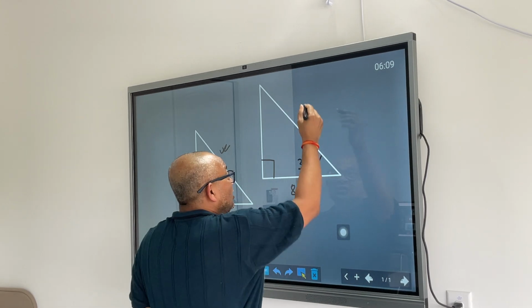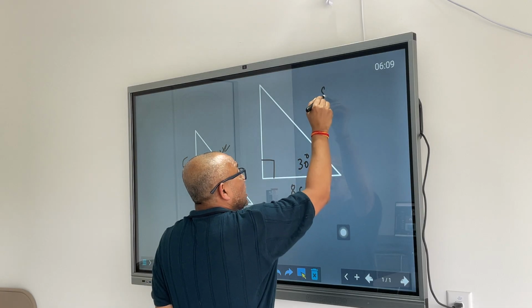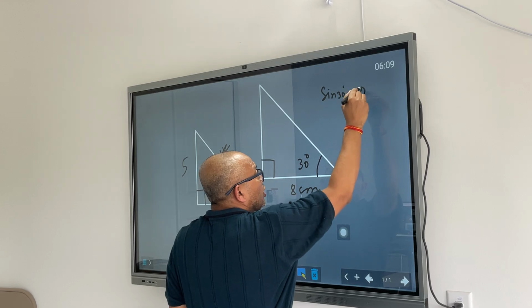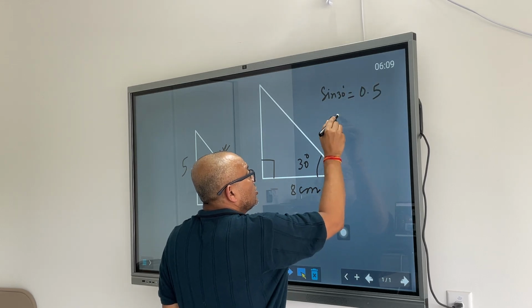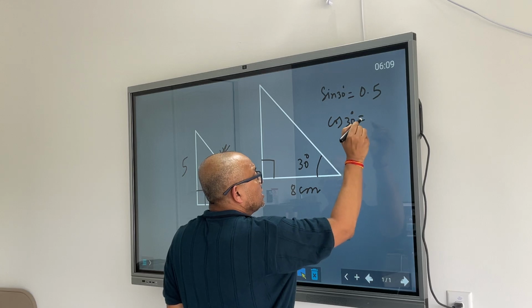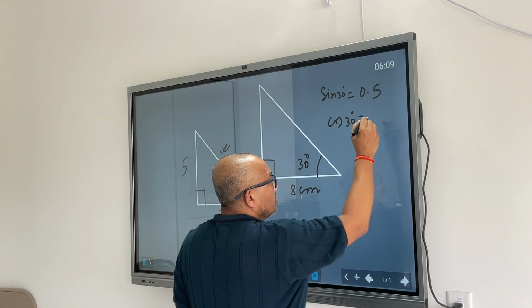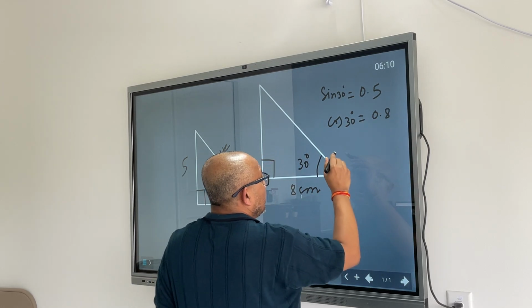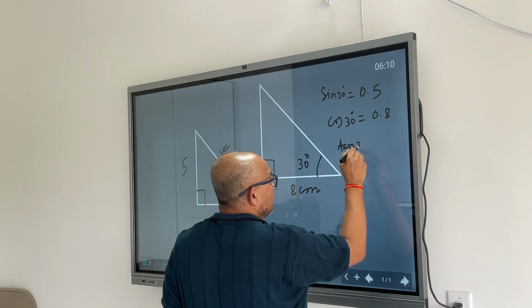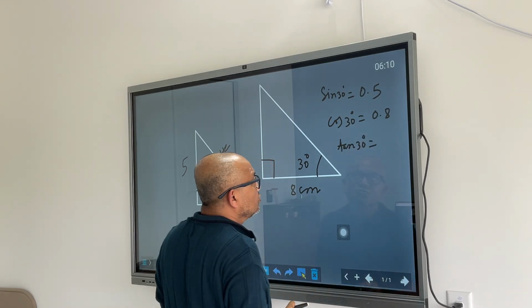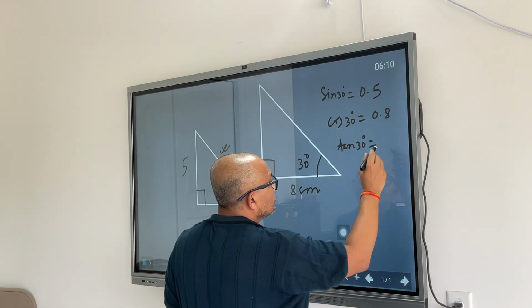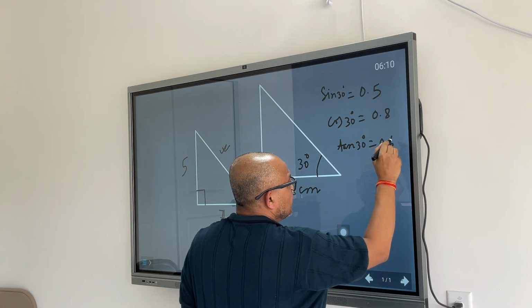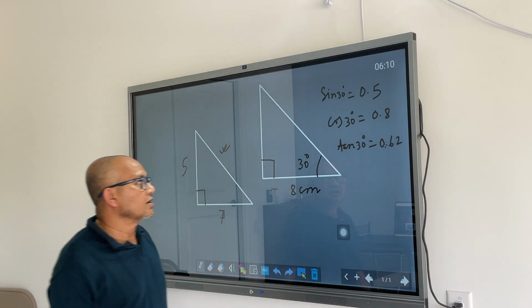And the only help that I can offer you is, I will say sine 30 degree equal to 0.5, cosine 30 degree equal to 0.8, and tangent 30 degree equal to 0.62.